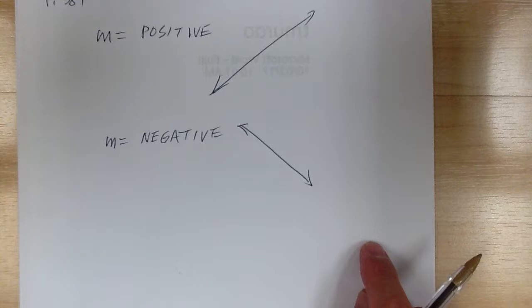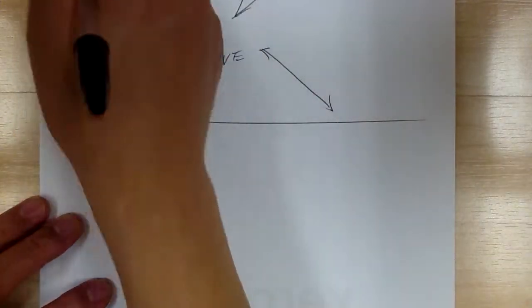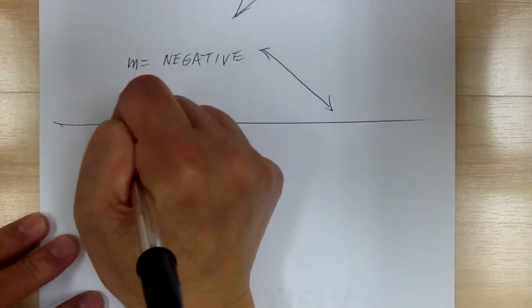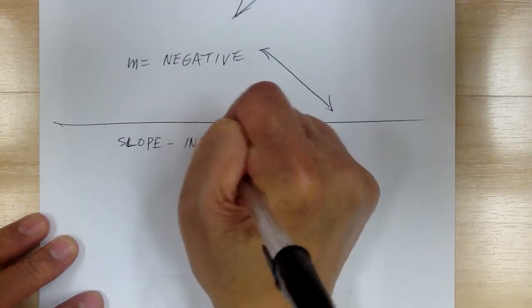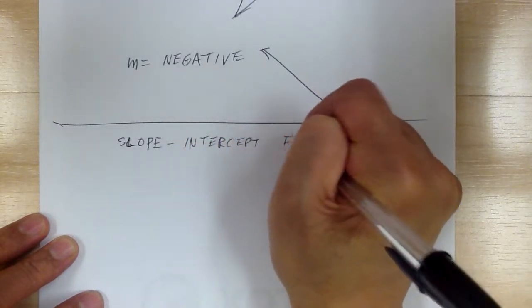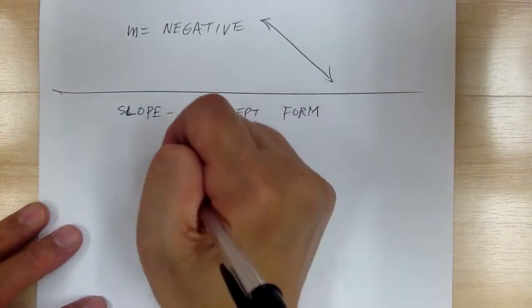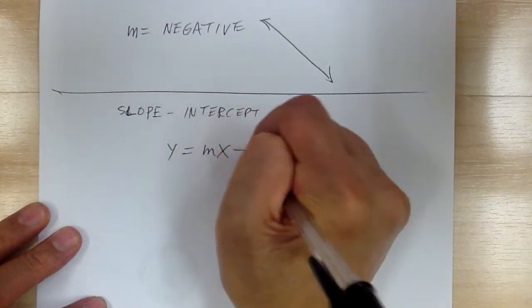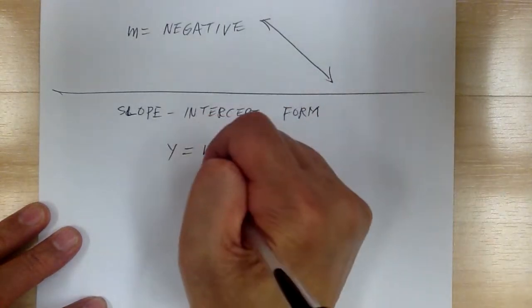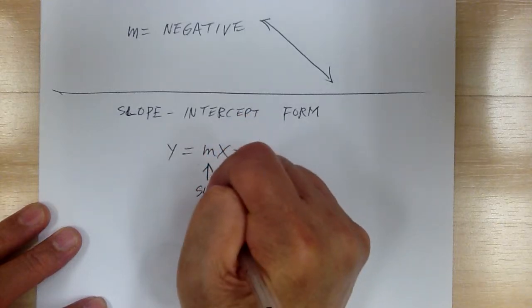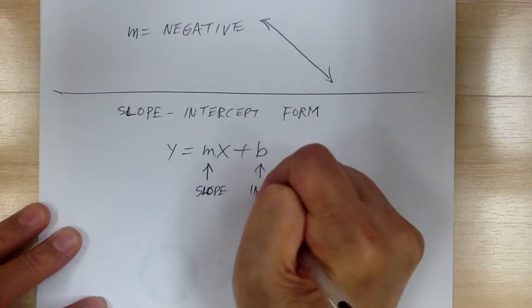Now, next one is a slope-intercept form. So on page 381, you have the slope-intercept form of the equation. So slope-intercept form basically means you have y equal to mx plus b. So that's your slope-intercept form. The reason it's called a slope-intercept form is because this is your slope, and this is your intercept.